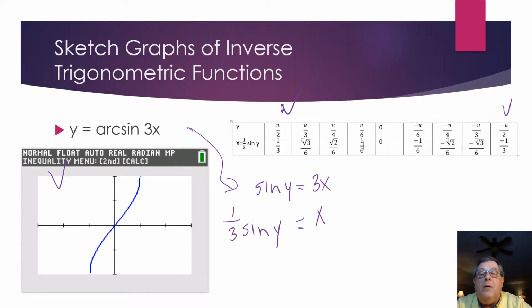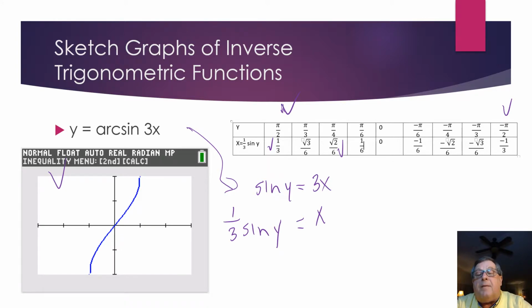So when y is pi over 2, what's the sine at pi over 2? It's 1. 1/3 times that is 1/3. And what about at pi over 3? We're coming down, moving from pi over 2. We're going clockwise here. Pi over 3, well, the sine at pi over 3 is the square root of 3 over 2. 1/3 times that's going to be the square root of 3 over 6. And at pi over 4, well, the sine at pi over 4 is the square root of 2 over 2. 1/3 times that is square root of 2 over 6. Which is what we have right here.